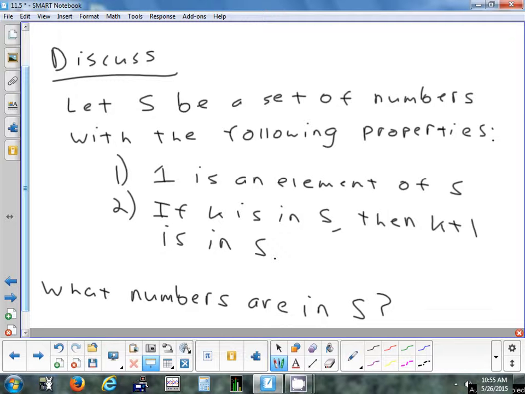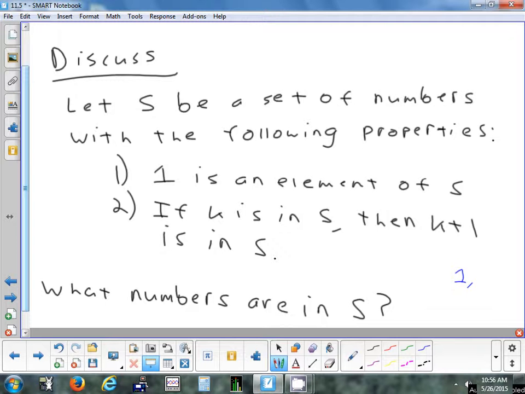How about Kobe? Can you tell me something that I know is in the set? Guaranteed. 1. 1 is in the set. Now, reading the second statement, it says if something is in the set, then the one after it is in the set.